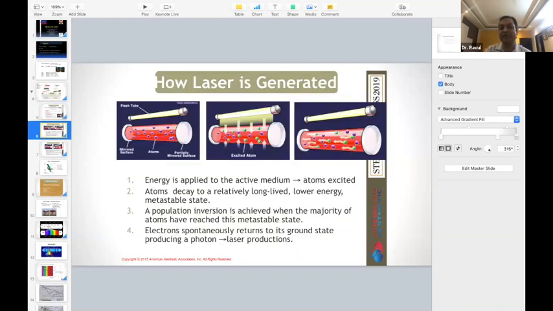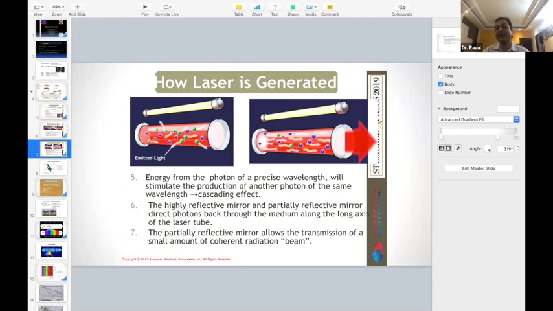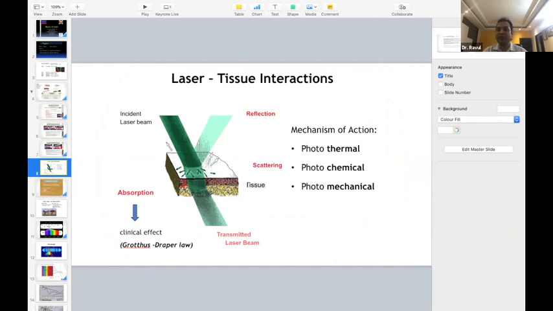I've just explained, once the excitation of the atoms is there, they all get reflected between each other, and then they come out from one hole, and a laser is taken out. Now, once the laser comes out, it interacts with the tissues in four different ways. One is it can reflect. Second, it can scatter. Third, it can transmit through the tissues, and fourth is absorption. For us, the two important things are transmission and absorption. By all these methods, it will cause either a thermal reaction, a chemical reaction, or it will mechanically damage the tissues. So we take the benefit out of all these things.